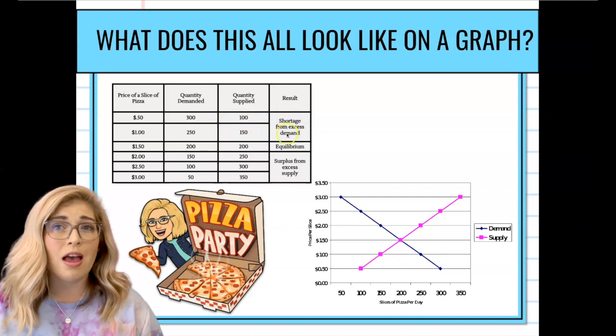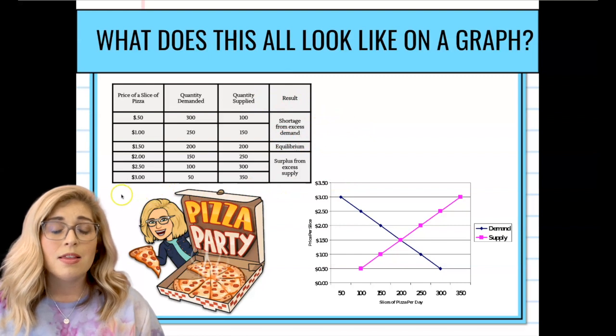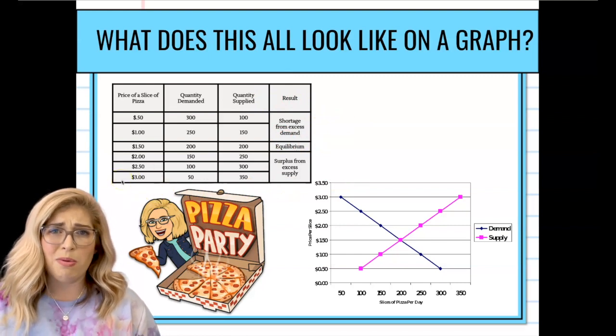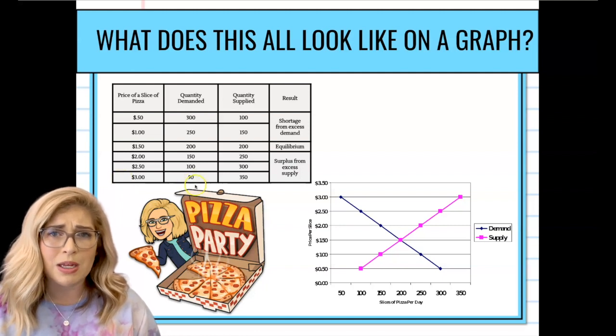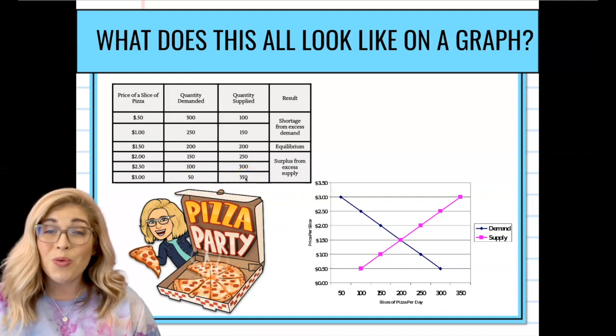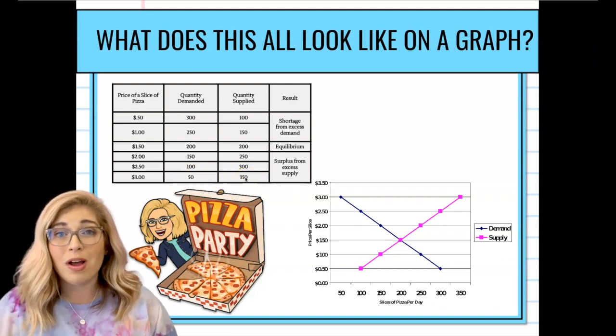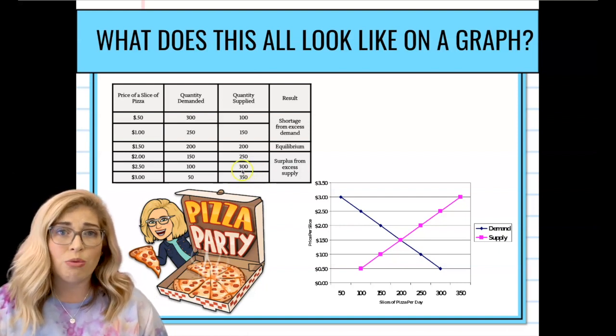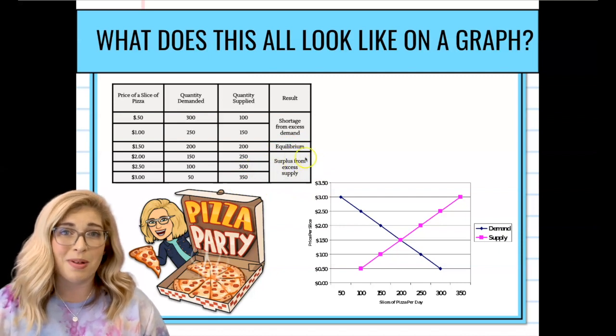So here we're going to have shortages from excess demand. The flip side of that, at $3, you and I are thinking right now, I don't want to spend $3 on a slice of pizza. So only 50 slices are demanded. But our suppliers are like, cha-ching, we want to sell it at that price. I want to make a lot of money. So we're supplying 350. So again, we have a surplus from excess supply.